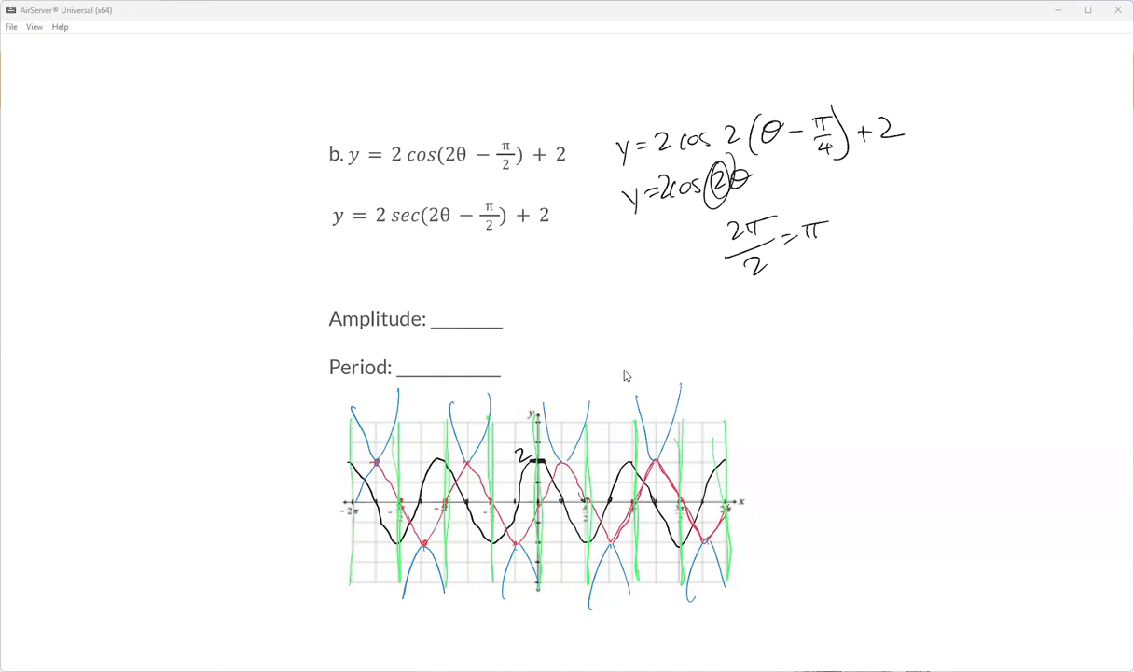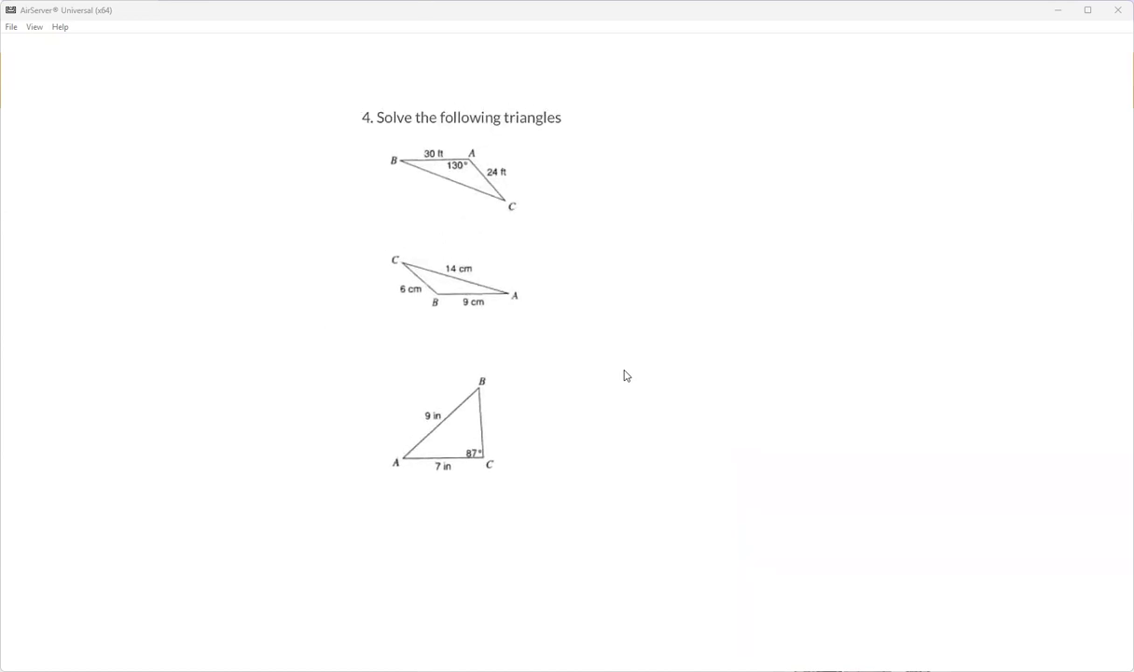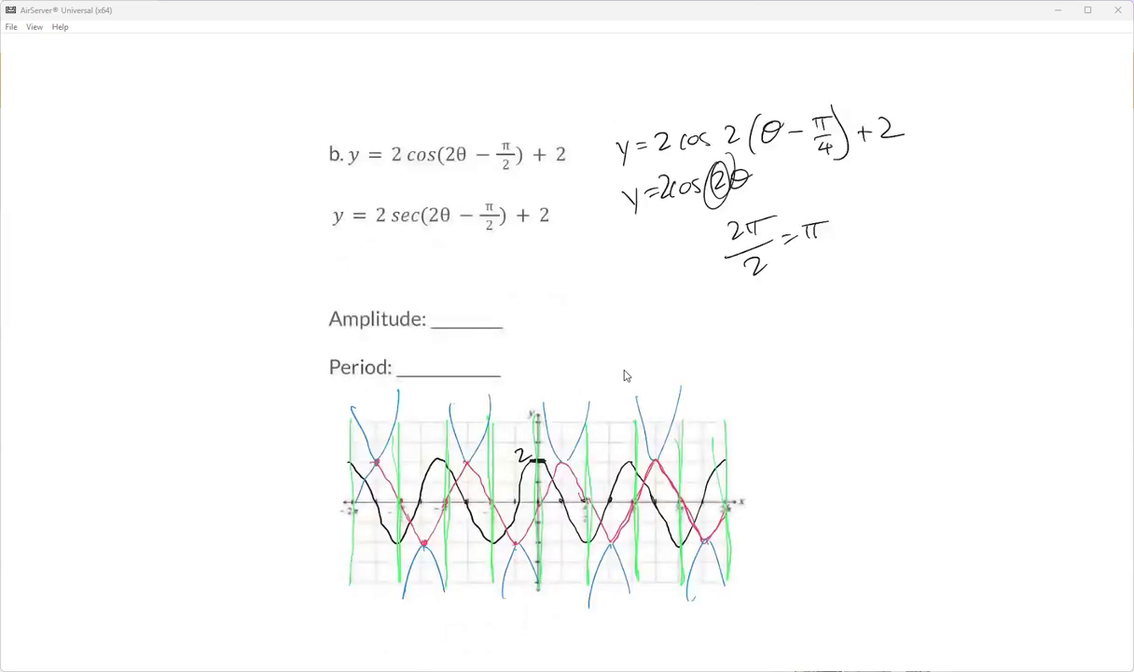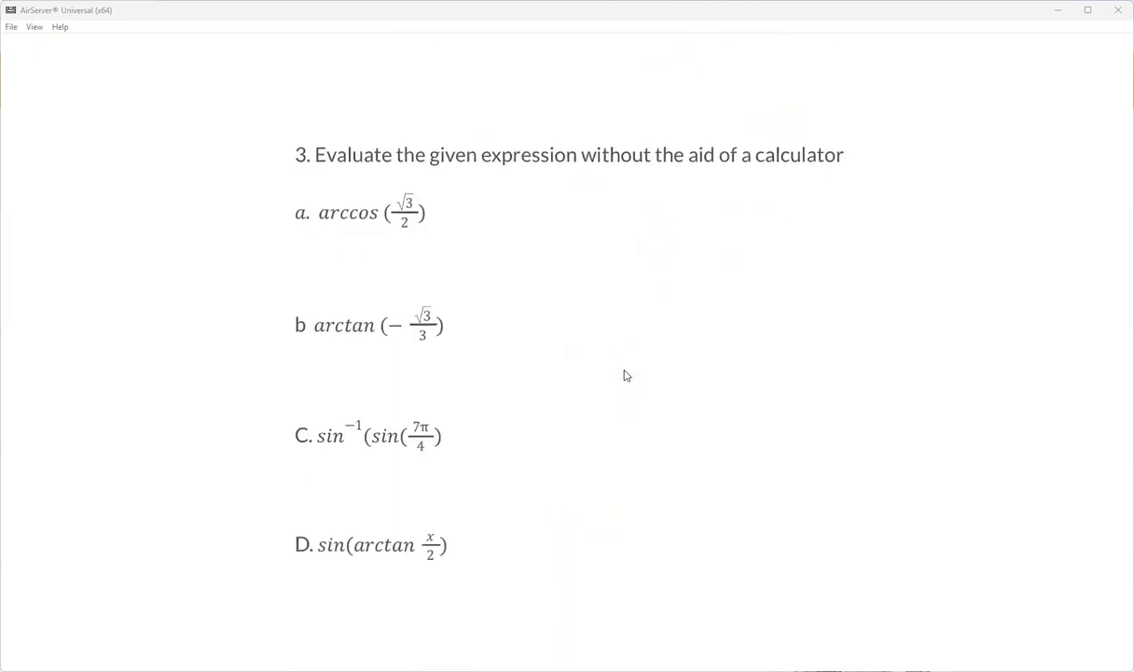All right, any questions on that? We good? All right, the last one is the law of cosines. You're probably going to use the law of cosines in the beginning. And then, do we skip one? Yeah. Oh, number 3.